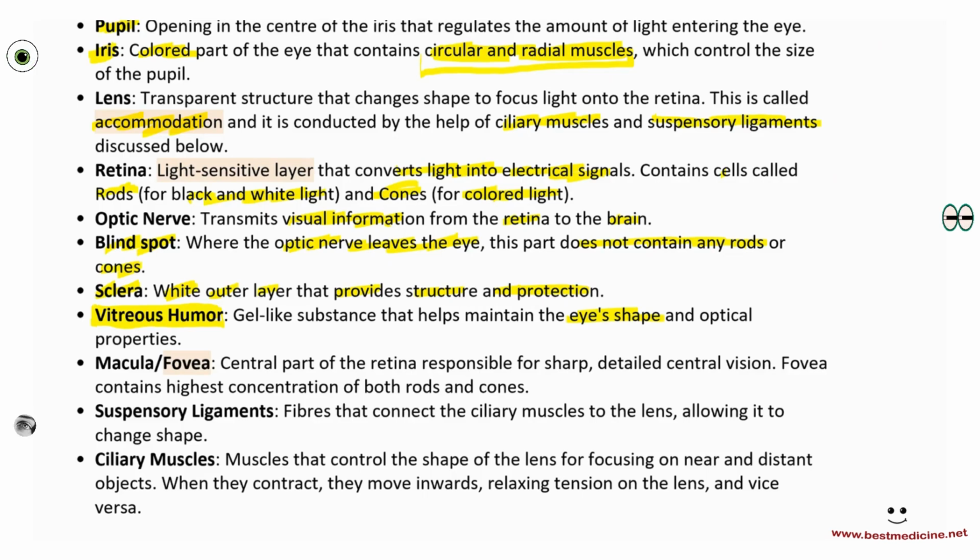The fovea, or the macula, is the central part of the retina that is responsible for sharp, detailed central vision, okay? Because the fovea contains the highest concentration of both rods and cones.